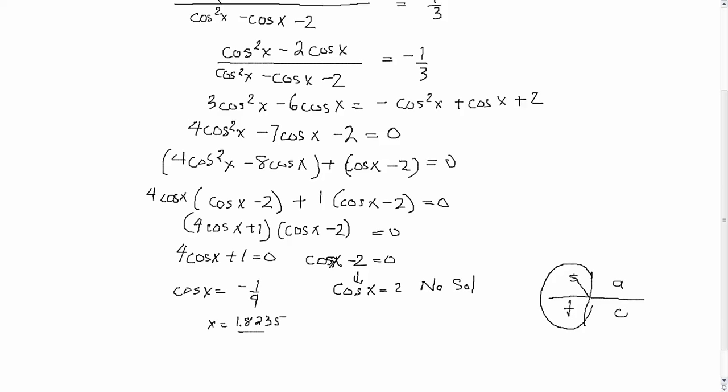And so this angle is in here. And notice that we're going from negative pi all the way to pi. So we've included this one. Now we need to include this one. And we can write that simply as negative 1.8235. And that gives us our two possible solutions over the particular range, or sorry, domain that we've been given.